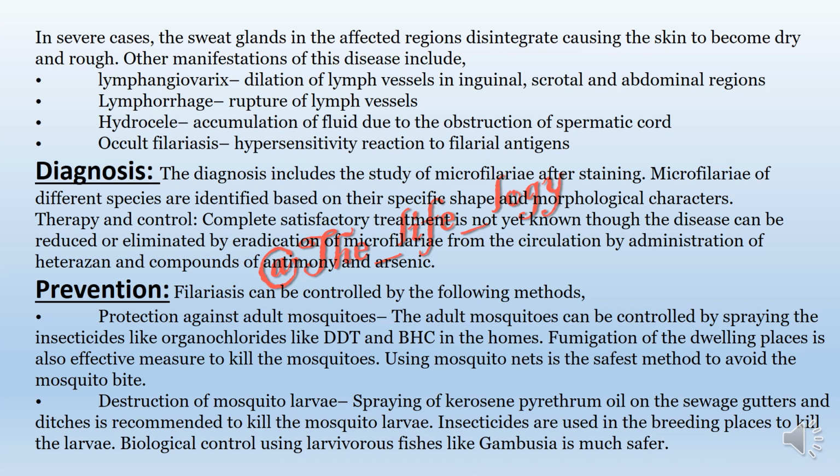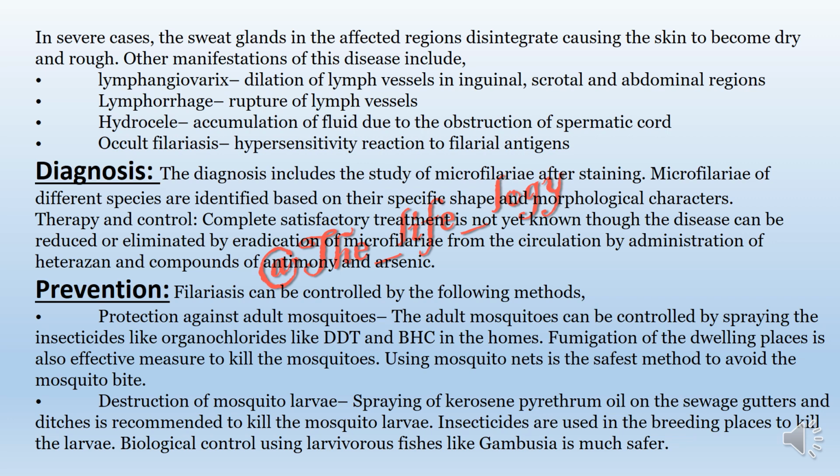In severe cases, the sweat glands in the affected region disintegrate, causing the skin to become dry and rough. Other manifestations of this disease include lymphangiovarix, dilation of lymph vessels in inguinal, scrotal and abdominal regions; lymphorrhagia, rupture of lymph vessels; hydrocele, accumulation of fluid due to obstruction of the spermatic cord; occult filariasis, hypersensitivity reaction to filarial antigens. Diagnosis includes the study of microfilariae.